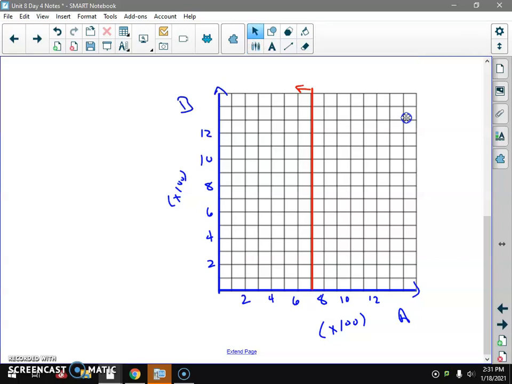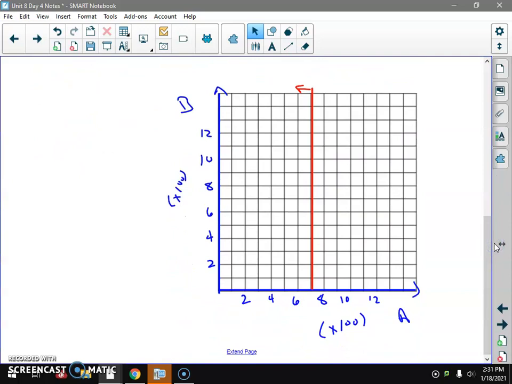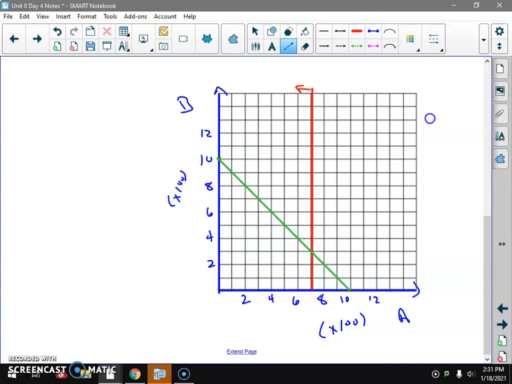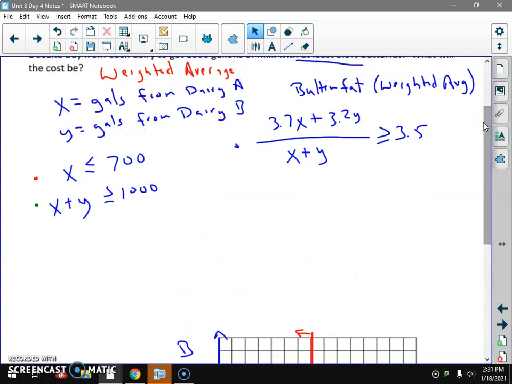My second one I said I would do in green, 1,000. At least to make that many gallons. So I got a line, and it's going to be shaded up from there. So right now I'm in the top left-hand corner. And then the last one, we got to do this a couple steps.